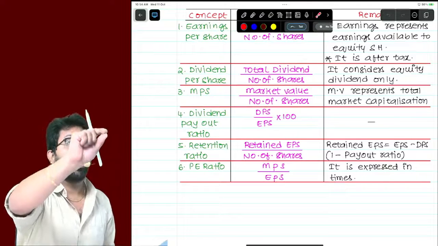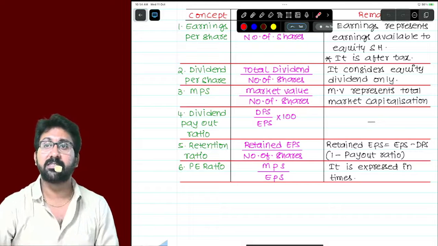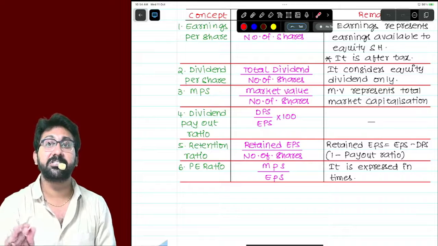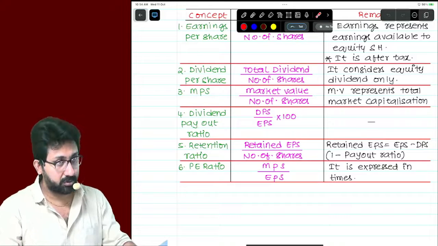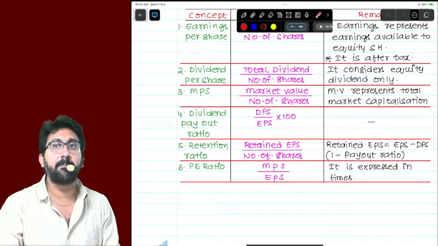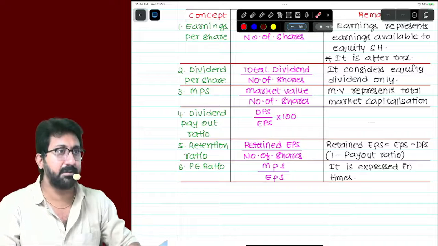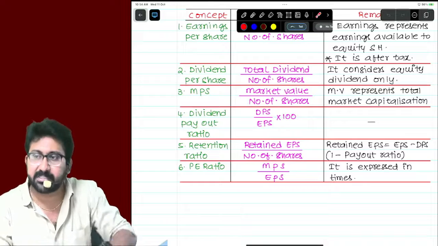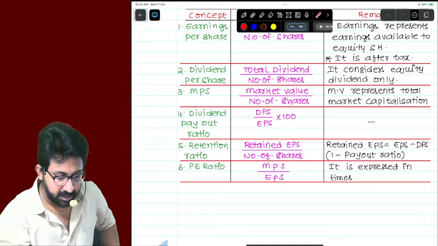Listen to this word. Market value of the company is also called market capitalization. Tell me what I said. Market value is also called market capitalization. In the news channels, if you see market cap, they will use the word. Market cap means market value. Okay. Next. What is the next one?